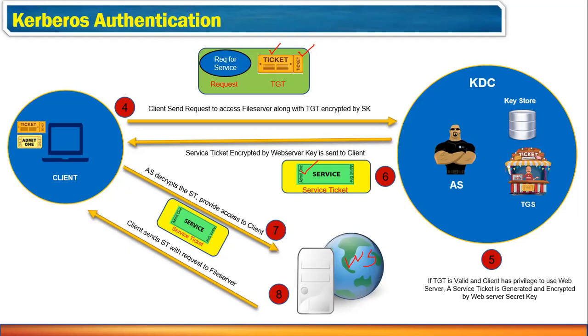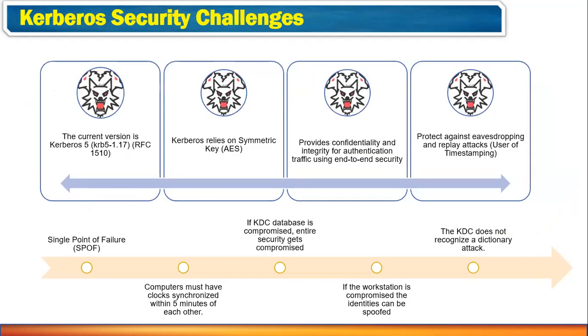Let's try to conclude this topic with some very important facts which you need to understand from the exam perspective. Currently, we are using version 5 of Kerberos, that you must know. And make sure that you understand this, that Kerberos only works on symmetric key, right? That is a secret key which is shared between the system or between a user and your Active Directory. Okay, and then it provides you with confidentiality and integrity for authentication, and it gives you end-to-end security because all the authentication packages are already encrypted.